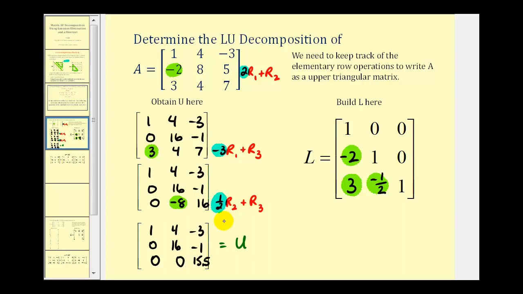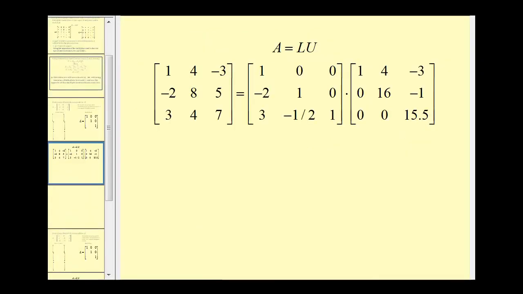So now we have our LU decomposition. Here's matrix L and here's matrix U. So to put the pieces together, we know A equals L times U. Here's matrix A, the given matrix. Here's the lower triangular matrix. And here's our upper triangular matrix. Let's go ahead and take a look at a second example.